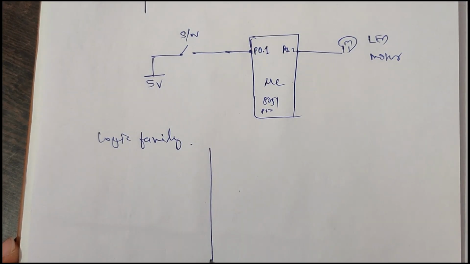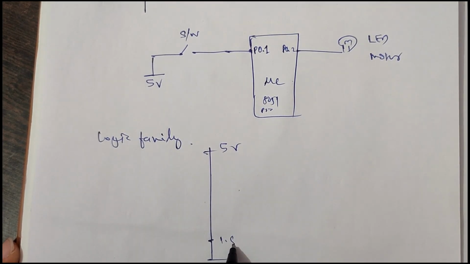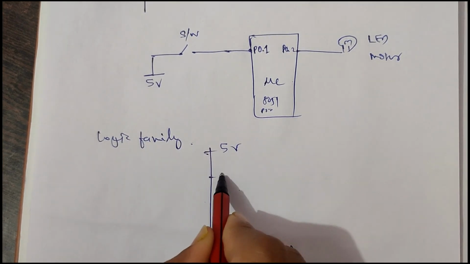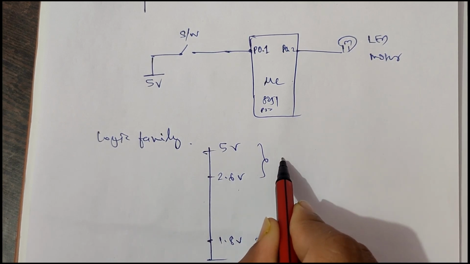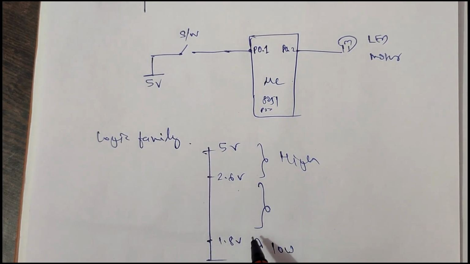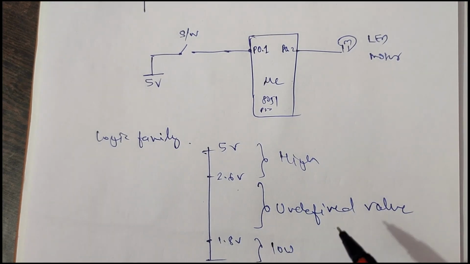So in the logic family here we have 0 volt and here 5 volt. Okay, so from 0 to 1.8 volt if I give this, then this is a logic low, and from 2.6 volt to 5 volt if I get this at the pin, it is considered as logic high, and in between this it is an undefined value. We don't know whether this is logic low or logic high.